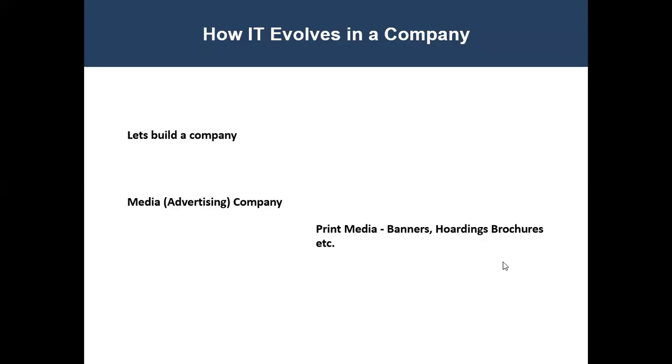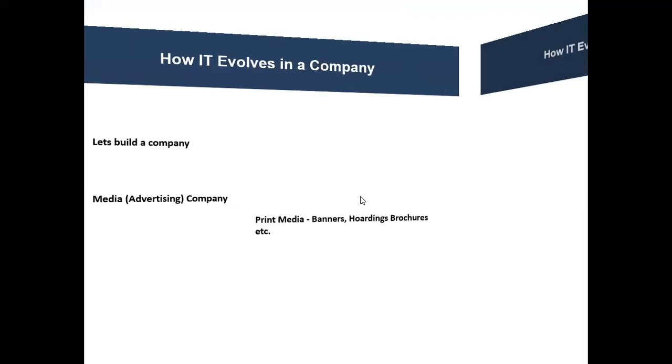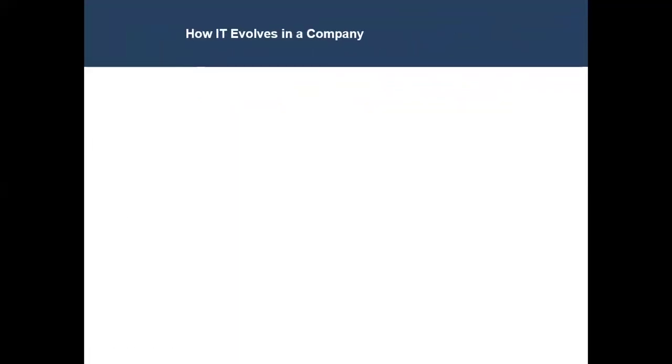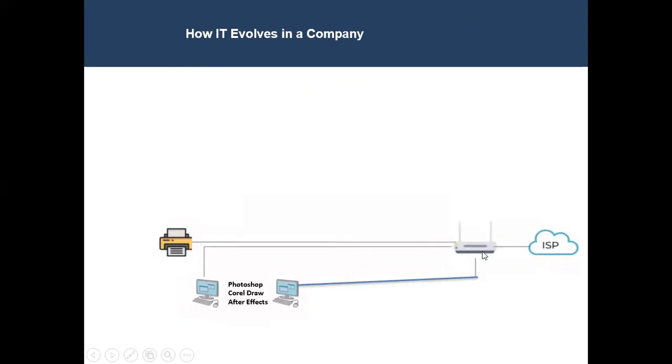First of all, we require some assets. Here we have two computers which we have purchased. On these computers, the required software is installed, which can be Photoshop, Corel Draw, After Effects, and so on. And we have purchased a printer and connected it with the network, that's the router. Just imagine these are the four IT assets. So we have four IT assets and two people, you and me. You and me started this business.